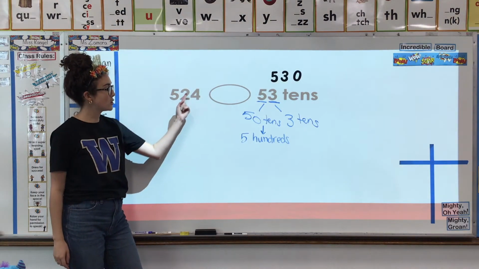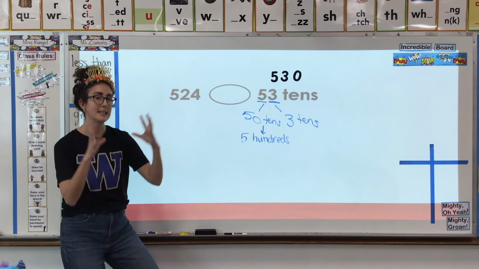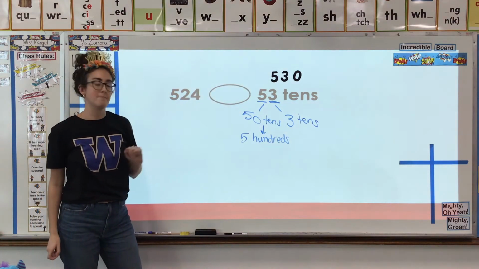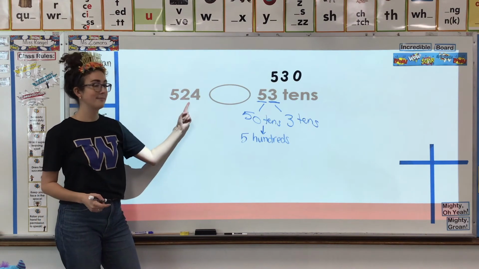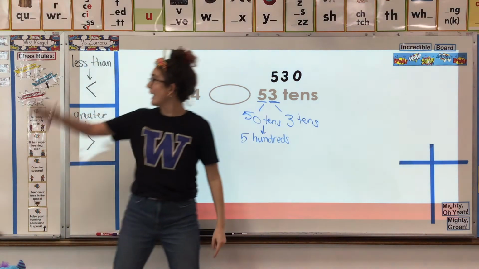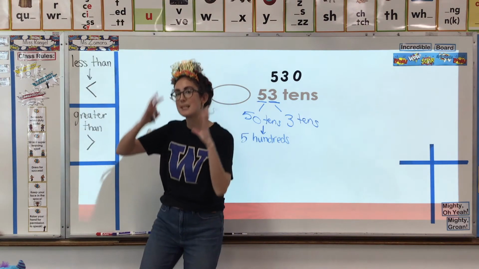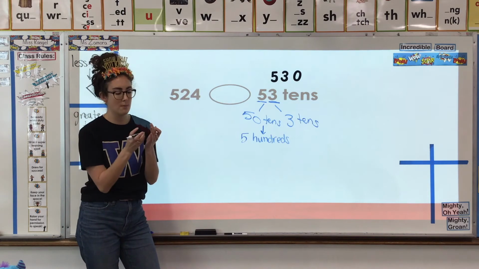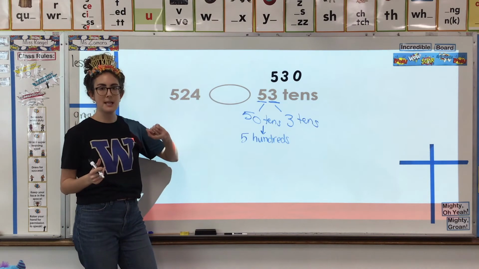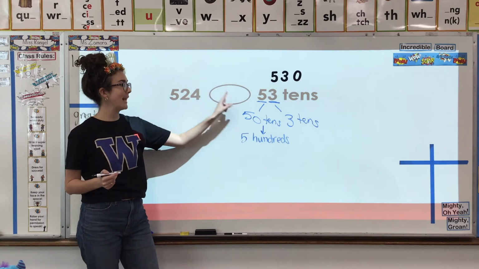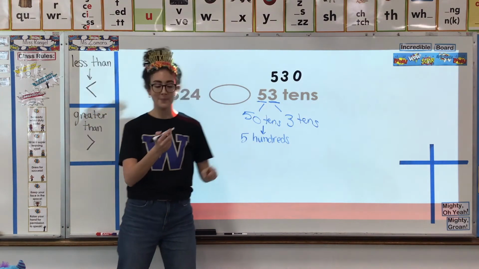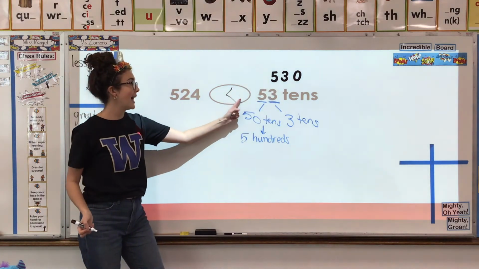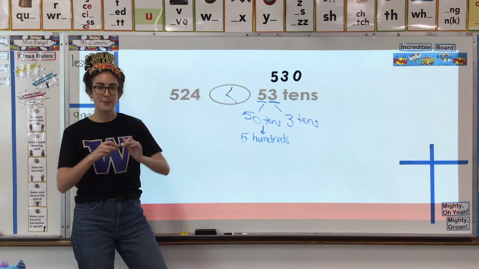So, 524 is less than or greater than 530. 524 is less than. It's the smaller number. It's less than. So what symbol are we going to write? How are we going to complete the number sentence? 524 is less than 530. So that is the bigger number.